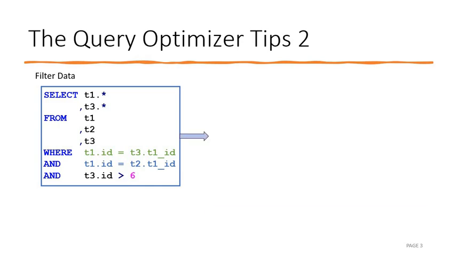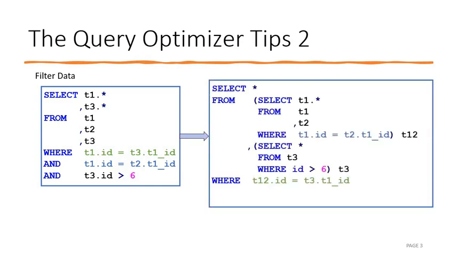We can write this query in a different way which will improve the performance here. What we have done is we have written two statements here. The first is a select statement fetching all the data from T1, because in the select statement we need T1 columns and T3 columns. So that's why we are fetching all the columns from the T1 table.